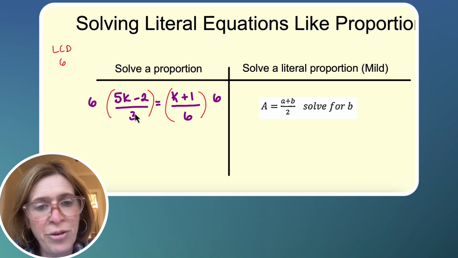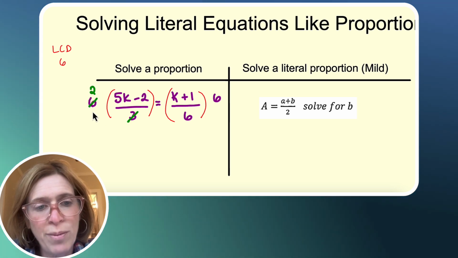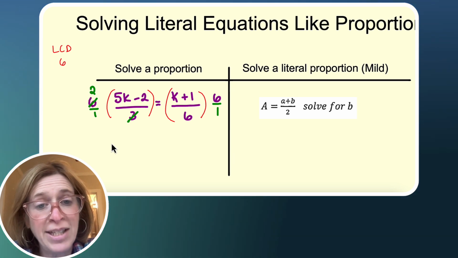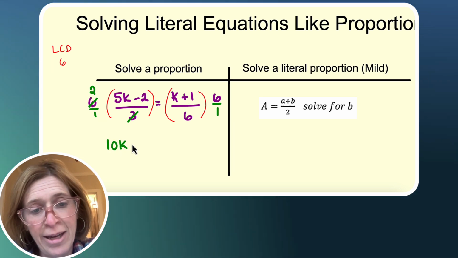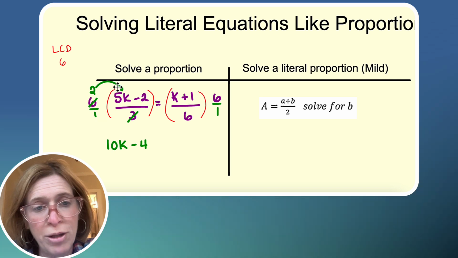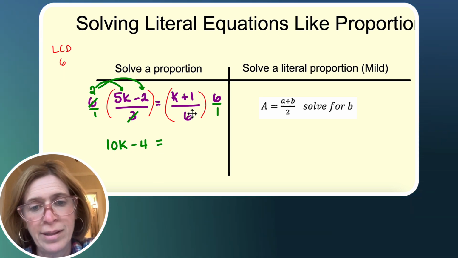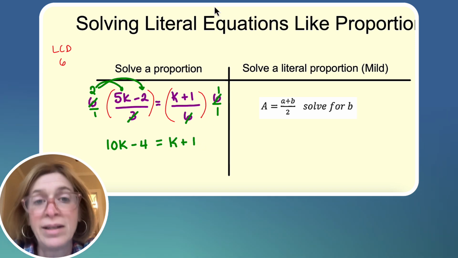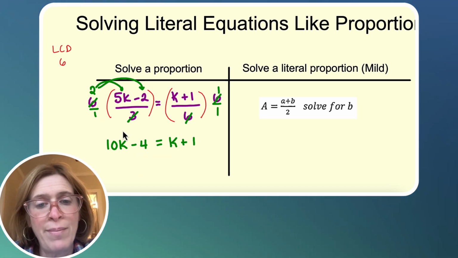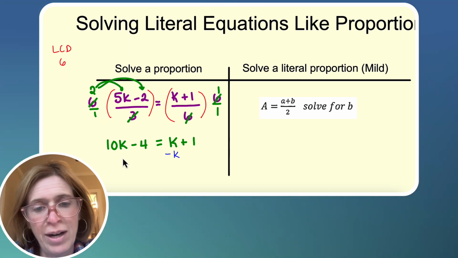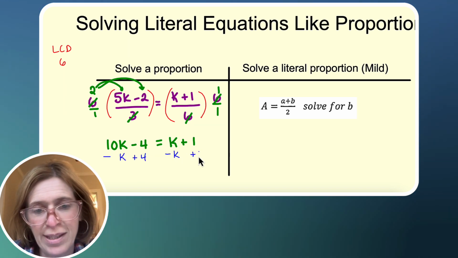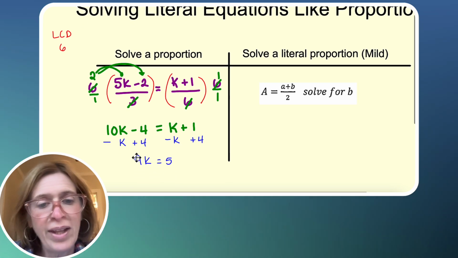So I can simplify. 3 goes into 6 2 times, remember that 6 is kind of over 1. And then I'm going to multiply 2 to 5k minus 2, giving me 10k minus 4, making sure I distribute it through. Equals. The 6's simplify here to 1, and I'm left with k plus 1. I solve for k, so I'm actually going to bring the k over. I always bring the smaller to the larger. And I'm going to add 4 to both sides. So that gives me 9k equals 5. And then I'm going to divide by 9.